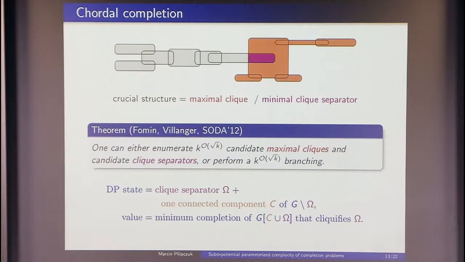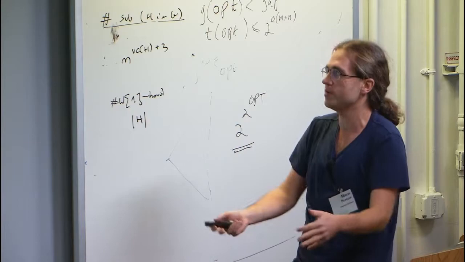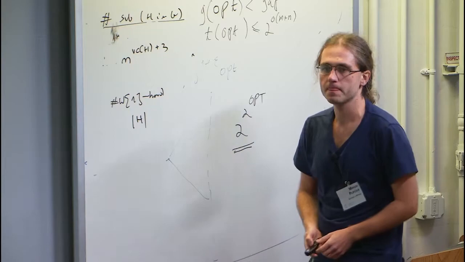And this can be phrased as a dynamic programming state: given this clique separator and pointing to one of the components, like the orange one, I want to find the minimum size of a completion that, in particular, turns the pink guy into a clique. And then you can build this tree from the bottom to top using these DP states. The main message here is that once you turn this pink guy into a clique, the connected components up there, you solve them independently. You can think of it as branching or divide and conquer, but the better way of doing it is by dynamic programming. Okay, so that's the point.